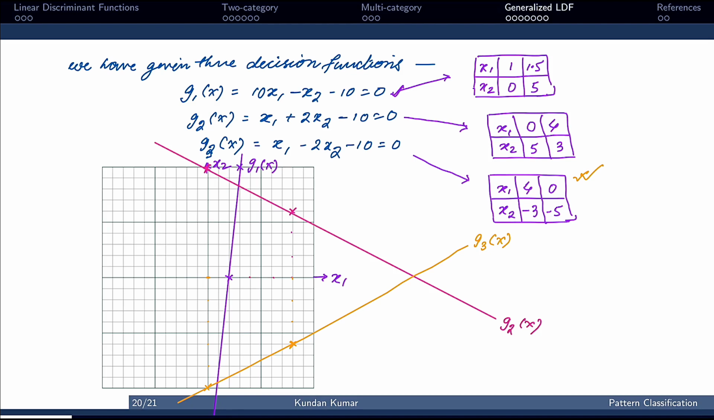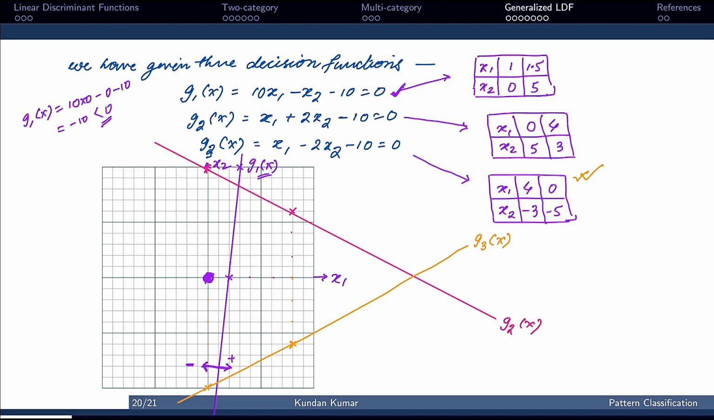Then we have to mark which side is positive and which side is negative. Just consider g1(x). Here we have the origin, so in g1(x) we put x1 equal to 0 and x2 equal to 0. When we put that, g1(x) equals 10 into 0 minus 0 minus 10, which is minus 10, which is less than 0. So this side is negative and this side is positive.